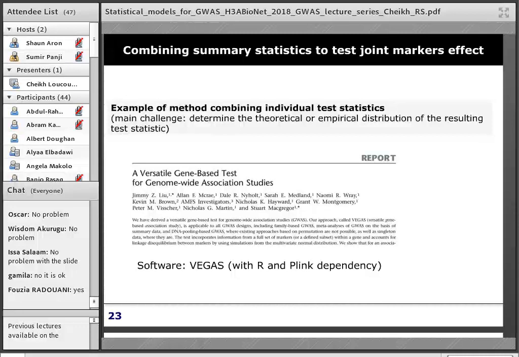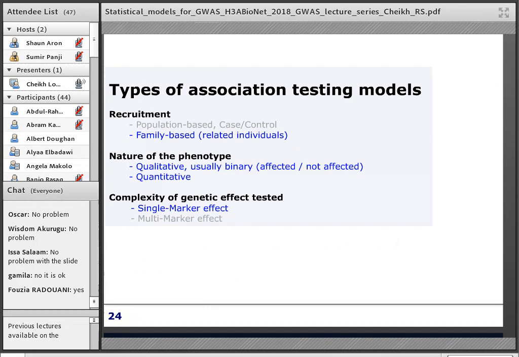So there is a way to use the LD matrix and then to correct for this dependence and to have, by reparametrization, independent test statistics that you have to square and then to sum them to have one test statistic which is distributed as a chi-square. And here I just show you the link, the reference of the paper and the software where you can find this method.